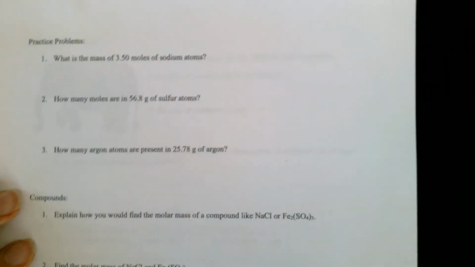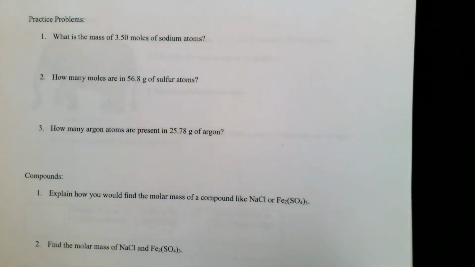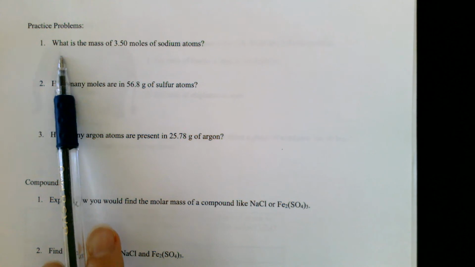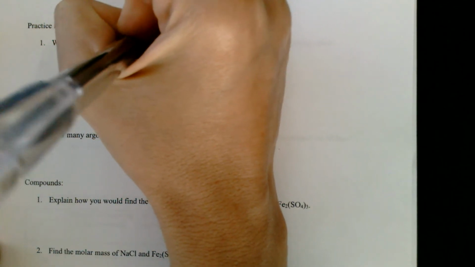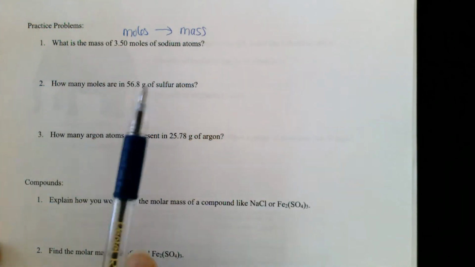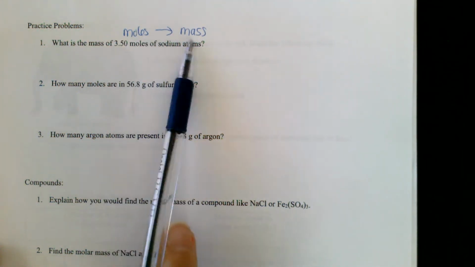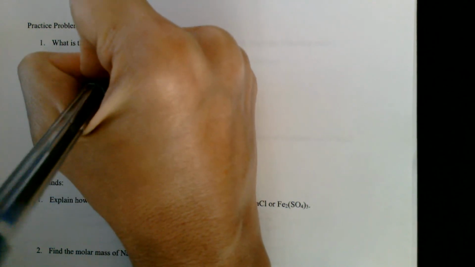So let's do a few practice problems with mass and molar mass. Depending on what's given, we'll use either our definition of moles with Avogadro's number, or the molar mass. Here they're asking what is the mass of 3.50 moles of sodium atoms. So they're asking us to go from moles to mass. To convert from moles to mass, we will use our molar mass because that relates moles and mass. So we have 3.50 moles of sodium.